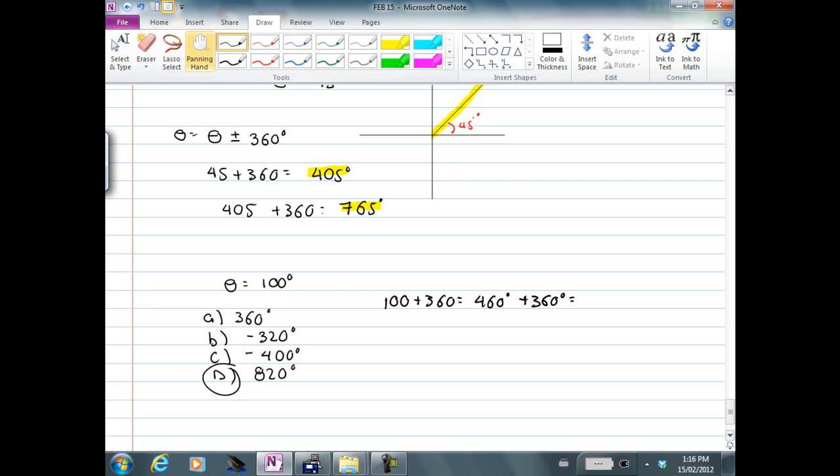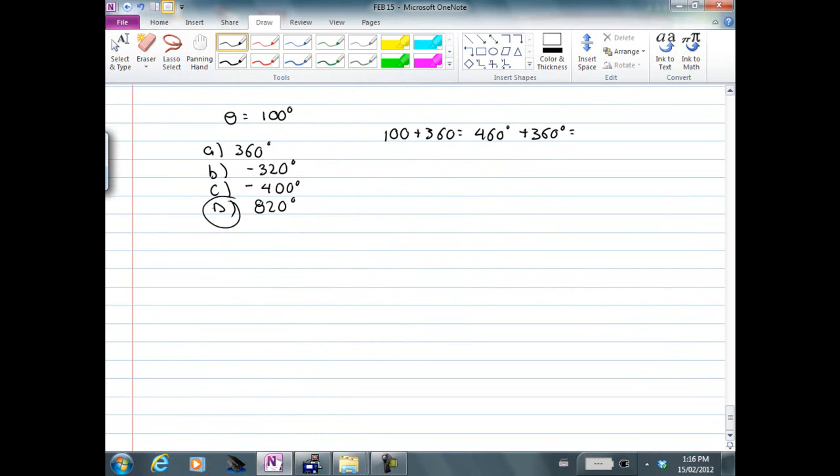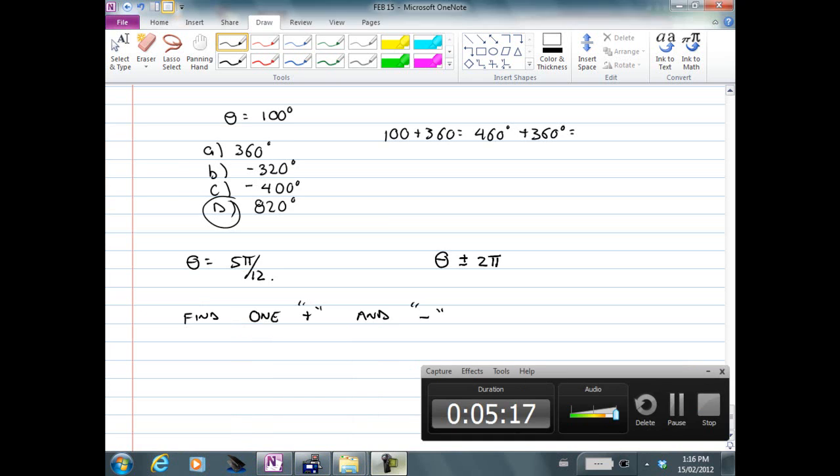If I work with radians, it's the same concept. Theta equals 5 pi by 12. If I work in radians, the formula is theta plus or minus 2 pi. Because 360 is 2 pi. So guys, gals, I want you to find one positive coterminal and one negative coterminal angle. I'm going to pause it and let you just try.